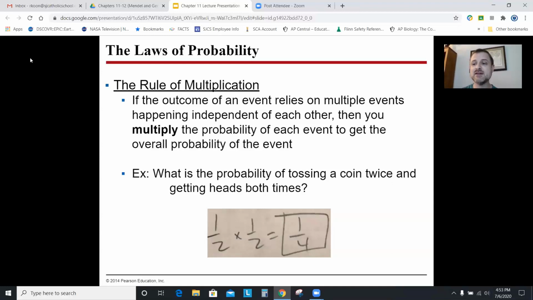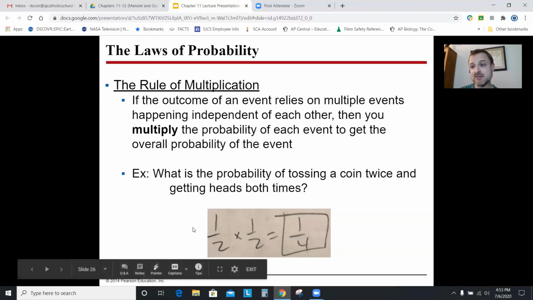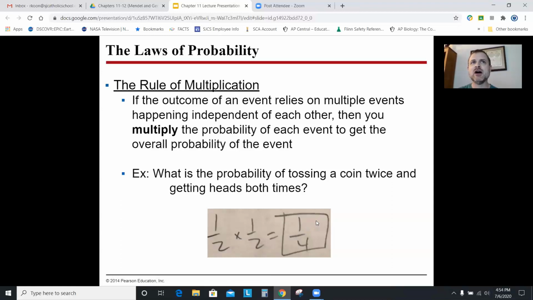The chances of the first coin being heads is a half, right? Second coin being heads is a half. They both have to happen, so you multiply them to get a fourth, all right? Same question asked differently, actually even easier. What are the chances that a couple has a kid and it's a boy? Okay, that's a half, right?